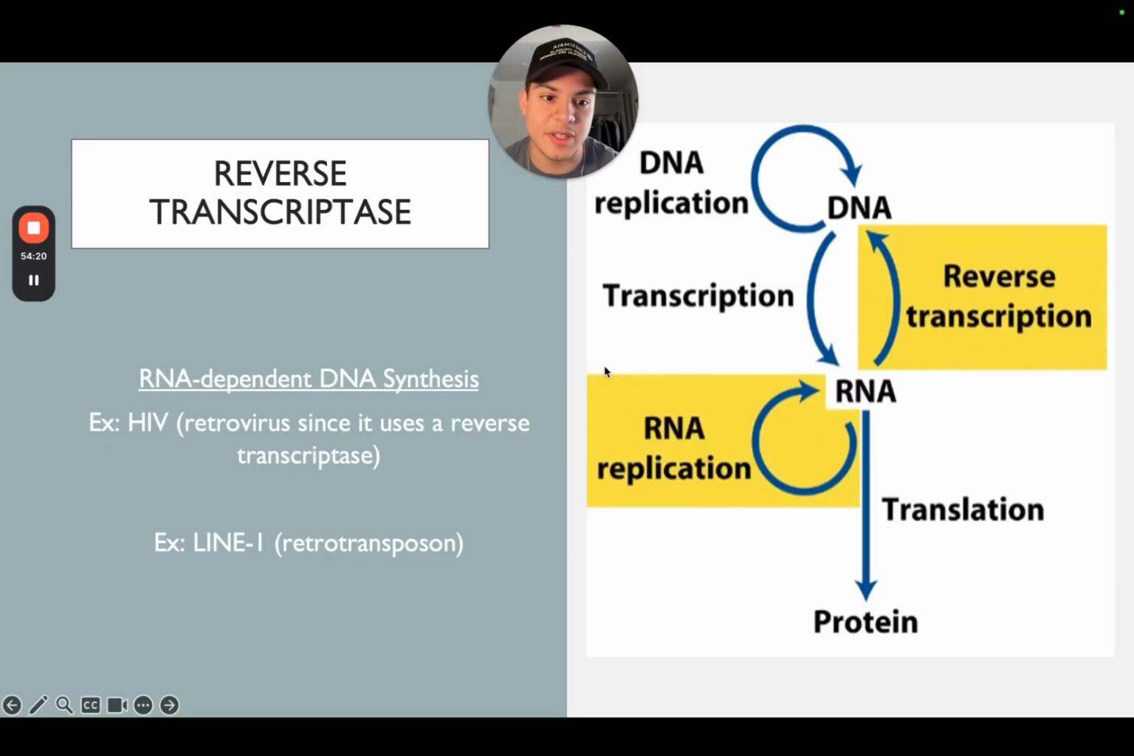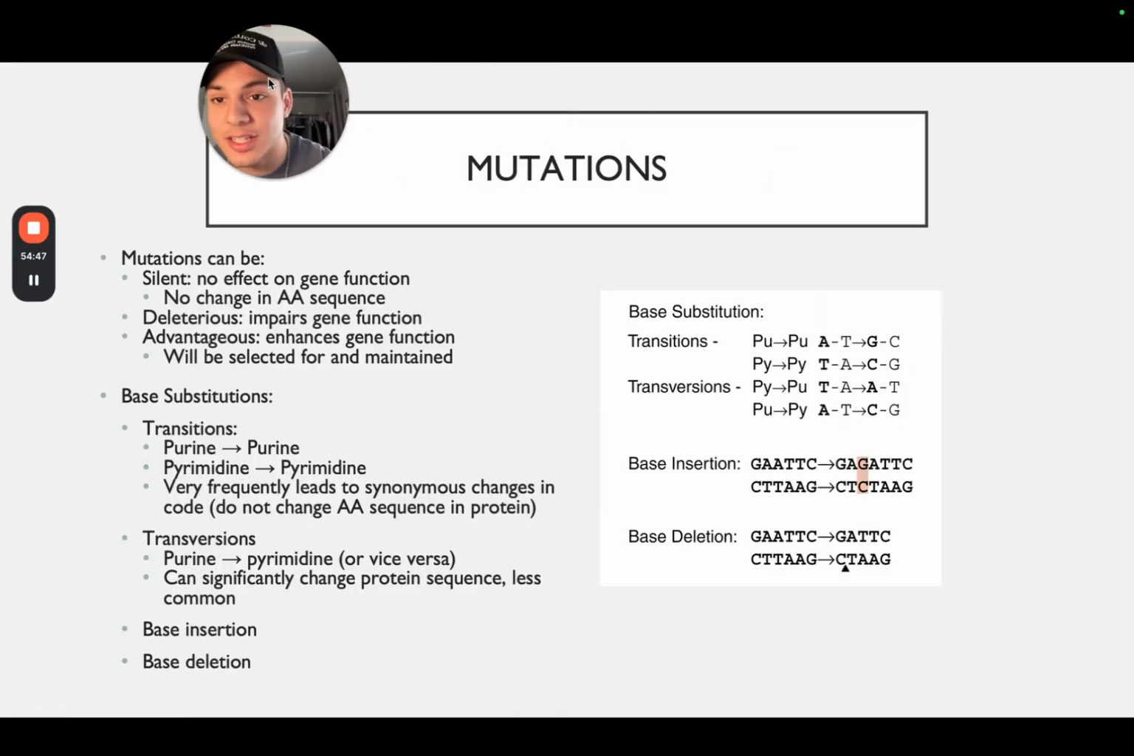I want to emphasize really quick the reverse transcriptases. All they do is take RNA and convert it into DNA. So it's going in the reverse direction from DNA to RNA, hence reverse transcriptase. It's RNA-dependent DNA synthesis. There are two examples. HIV is a retrovirus since it uses a reverse transcriptase and injects into the cells. And then LINE-1, which is a retrotransposon, which we won't go into in depth, but these are just two examples. So now moving on to mutations.